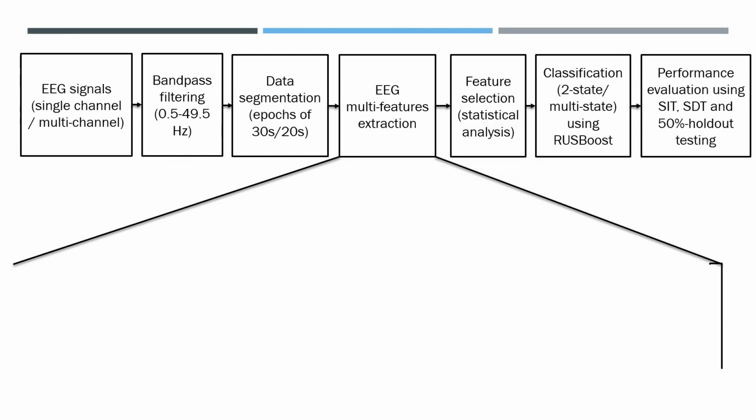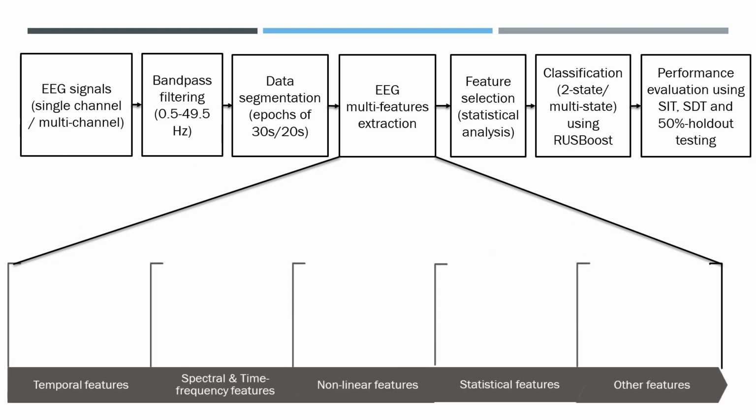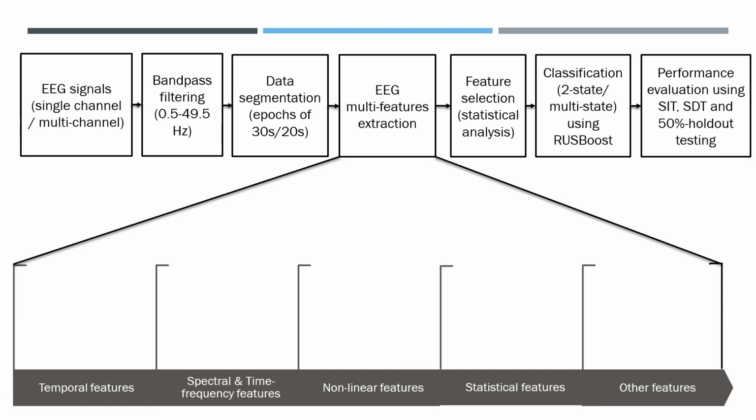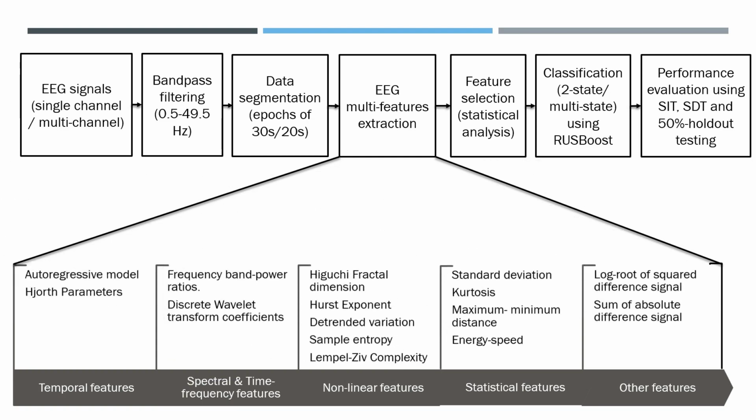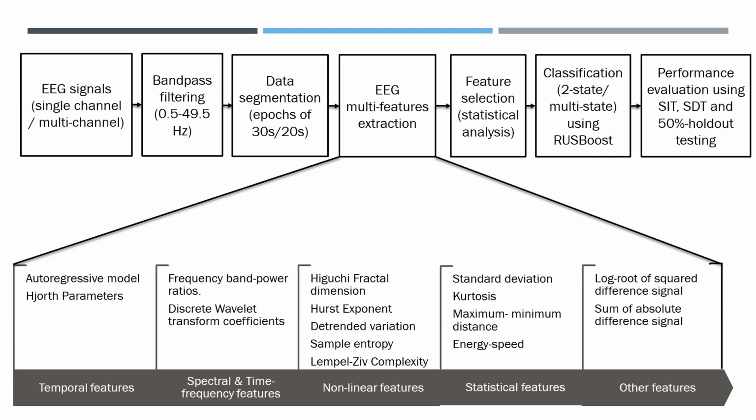So the different EEG signals, single channel or a combination of 2 or 3 channels, are passed through a bandpass filter, followed by data segmentation, followed by the extraction of multiple EEG features, which involve a variety of feature sets such as temporal features, spectral and time-frequency features, non-linear features, statistical features, and other features. So all these different varieties of features have been taken in our study.